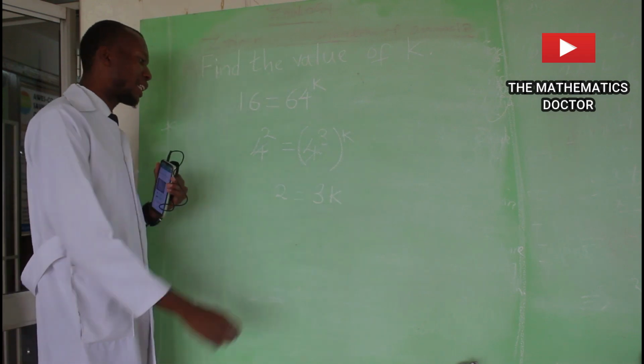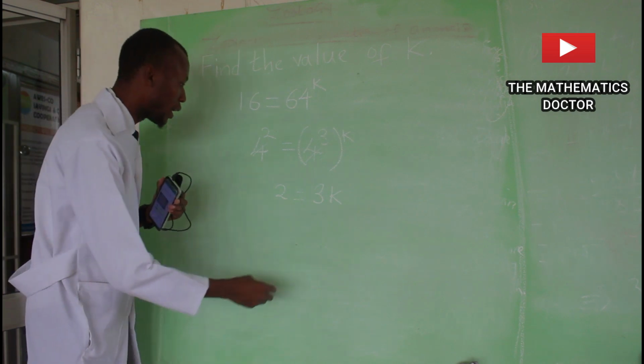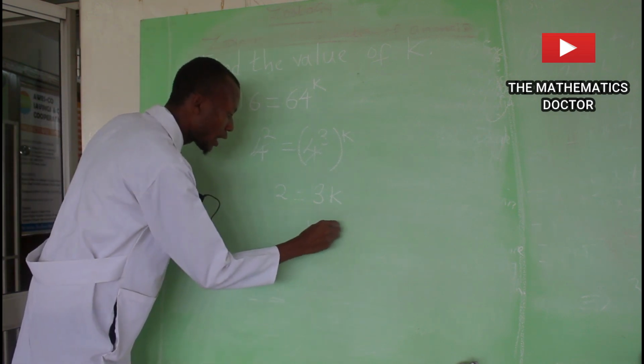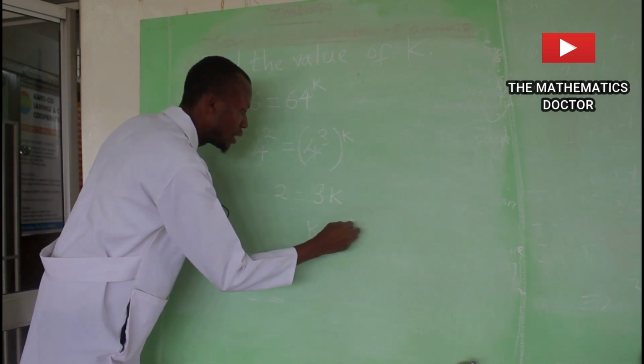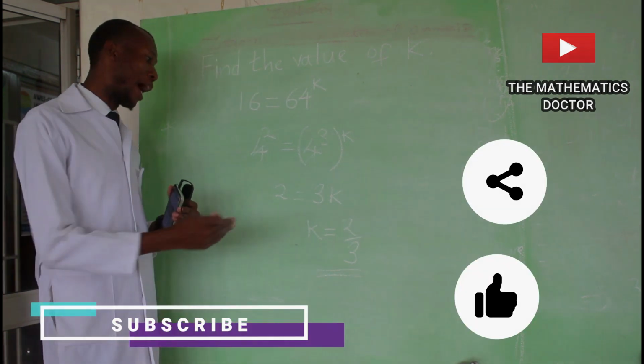Then at this particular time, we are just going to make k the subject of the formula. And once we do that, we are going to have our k as 2 over 3. That's how you handle such a simple question.